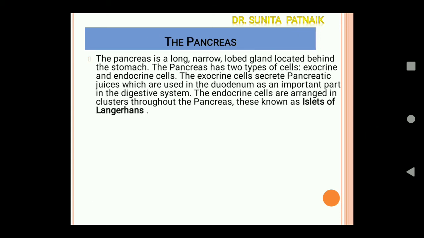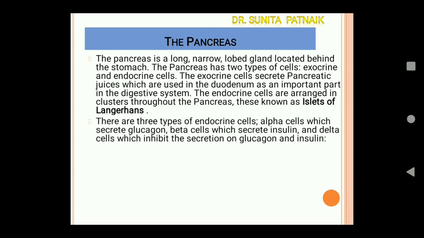Let us come and study the pancreas, which is a dual gland, exocrine and endocrine. The pancreas is a long, narrow, lobed gland located behind the stomach, and has two types of cells, exocrine and endocrine. Exocrine cells secrete pancreatic juices which are used in the duodenum as an important part of the digestive system. The endocrine cells are arranged in clusters throughout the pancreas, known as islets of Langerhans.